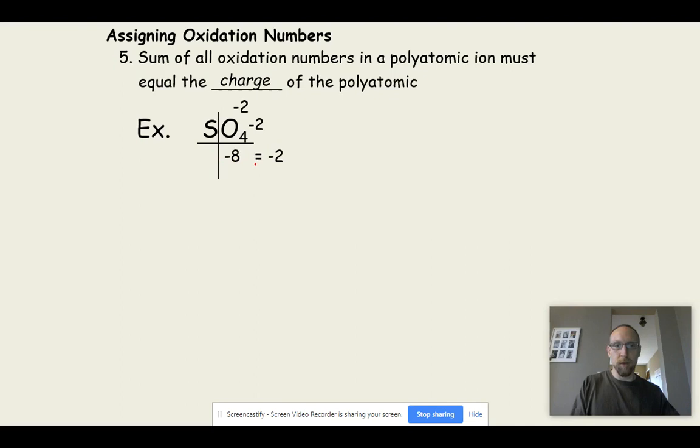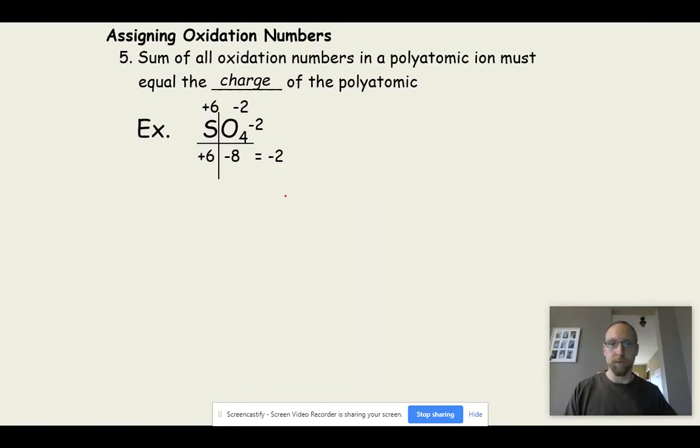So what do I need? Not to get to 0, but to get to -2. So if I'm at -8, what do I need to get to -2? I need +6, right? So +6 and -8 gives me -2. So it's not +8 because we only want to get to -2. All right, so if you got to use a calculator with this, feel free. So don't make mistakes because your mental math isn't the best. Just make sure you're putting in your minus sign when you need it and whatnot, and that'll help you out. So there's only one sulfur, so it gets the entire +6.